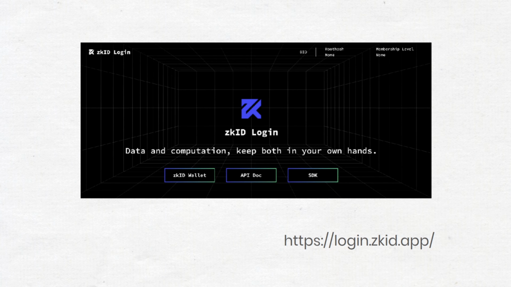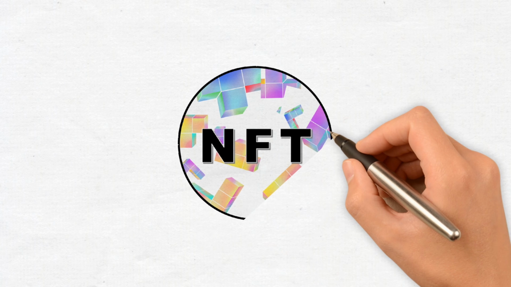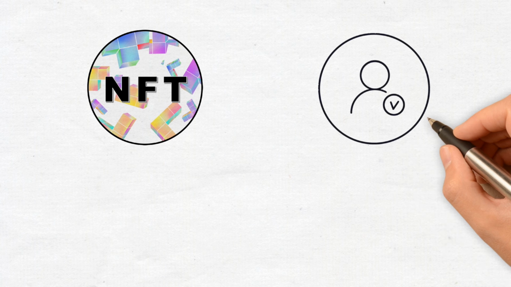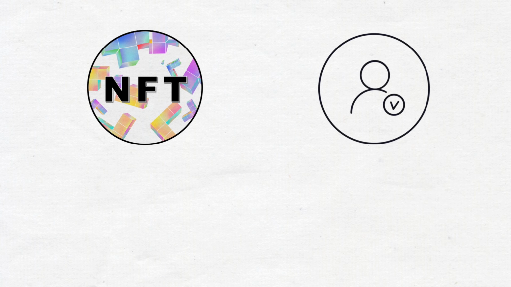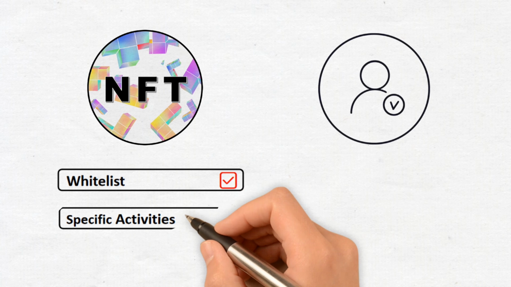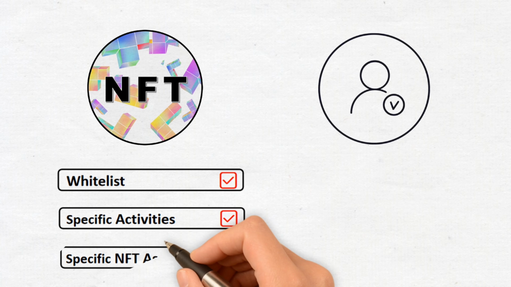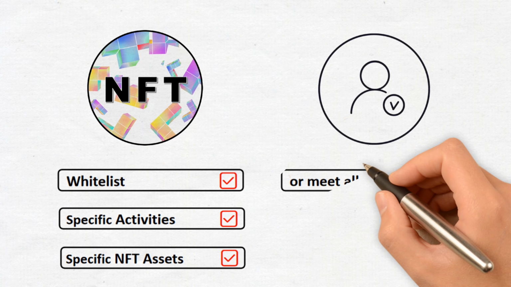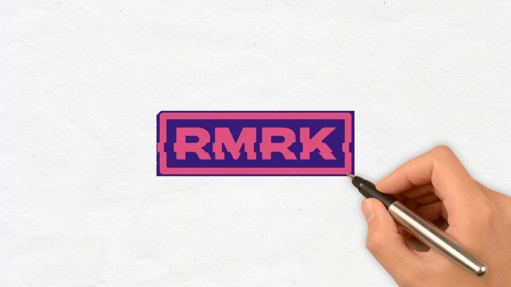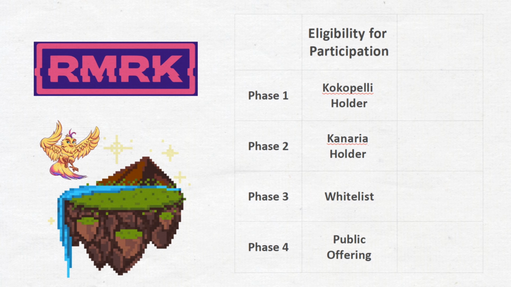login.zkid.app if you're interested. In another example, during the pre-sale of some well-known NFT projects, the project owner would want to authenticate whether an early-stage purchaser has been added to the whitelist or has participated in some specific events, or owns certain NFT assets, or even meets all these conditions at the same time. For instance, the RM Arcade team's Skybreach land sale is divided into 4 phases, each of which is open to a different type of buyer.